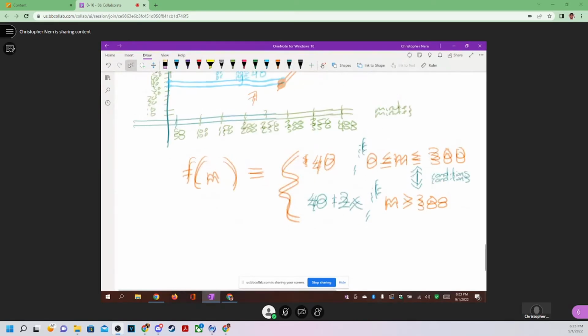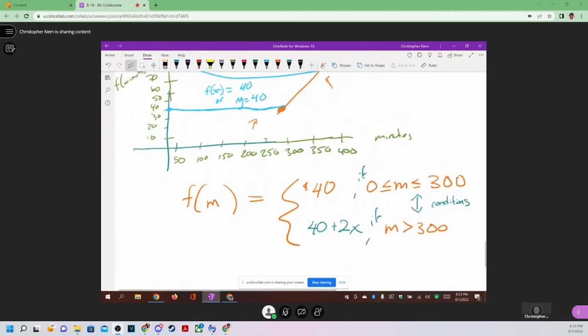So it's kind of working with domain in a sense. For the first function, our possible minutes is going to be 0 to 300. But then for the second part of our function, our domain is now anything past 300 minutes. So that's the idea of a piecewise function. We'll be working more with that later in the units.